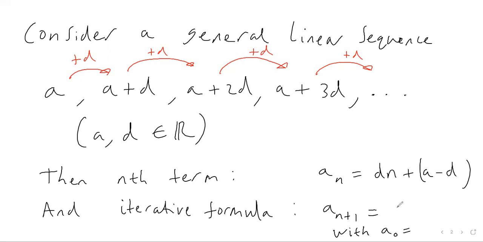The iterative formula is going to be this: a(n+1), the next term in the sequence, is equal to the previous number in the sequence plus D, where the first term in the sequence, a0, is just equal to this first term there. So that would be the iterative formula for the sequence, and this would be the nth term of the sequence. For example, if you wanted to work out the 100th term of the sequence, you would just plug in n equals 100 into the formula there, do D times 100, and then plus the difference between your first term and your difference.